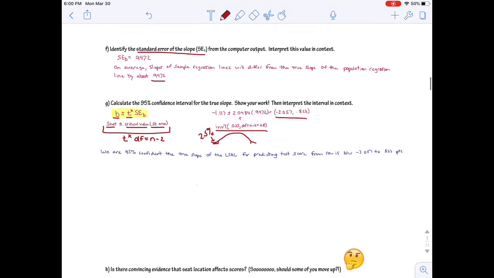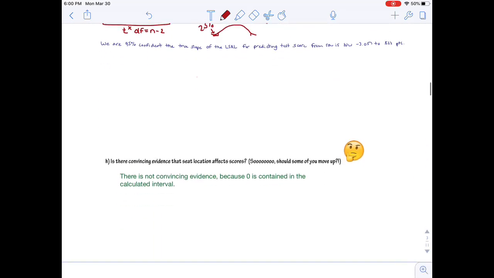So a big thing to think about is, where did 0 fall? Well, 0 fell in that interval. So basically, there's not going to be any convincing evidence here because 0 is contained in our interval. So, does it really matter where Mr. Z puts you in class? Well, based on what we're looking at here, maybe not.